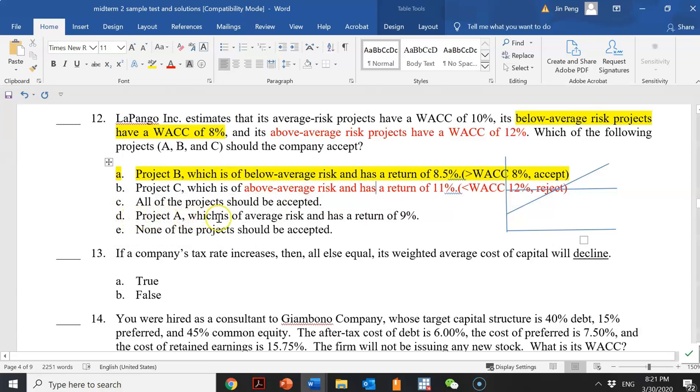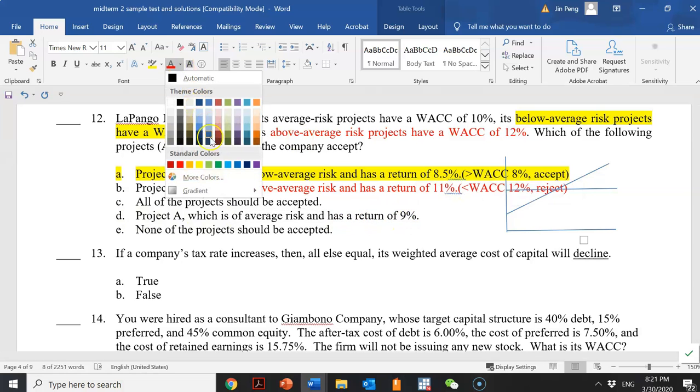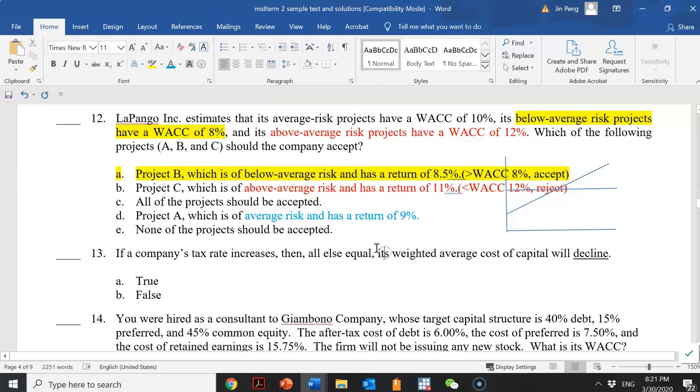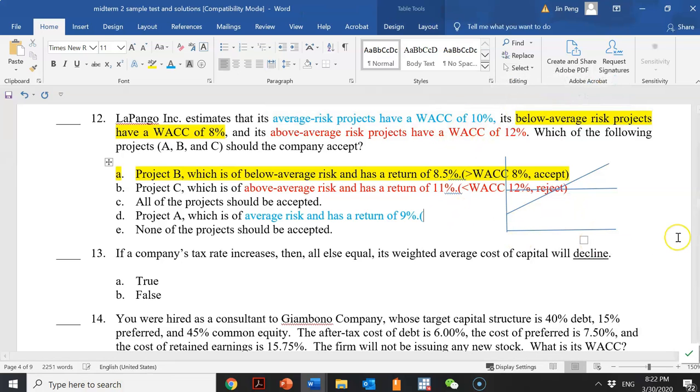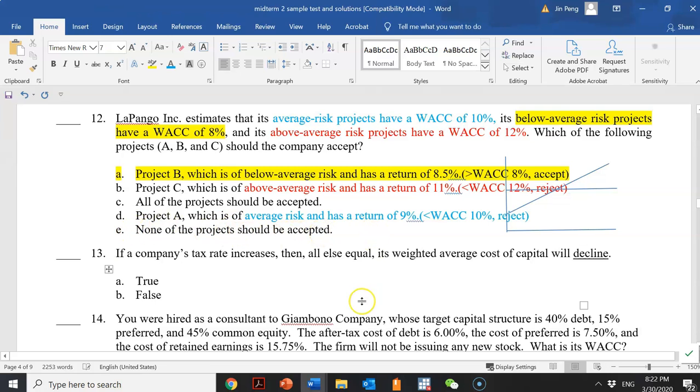Option D, project A, which is of average risk and has a return of 9%. Let me mark it as blue. Average risk projects have a WACC of 10%. So this return is also smaller than the 10% WACC for average risk projects, so we should reject it. Option E, none of these should be accepted. That's not correct. So this is question 12.